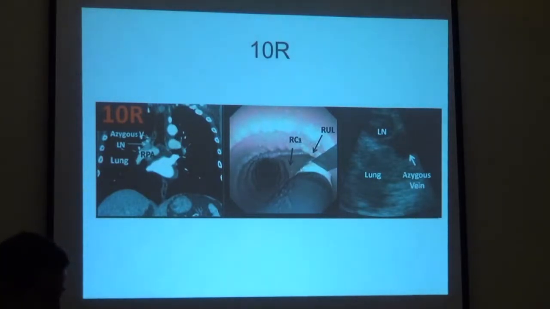Again, this is a triple correlation with the 10R here, below the azimuth. So you've got the azimuth on the CT, and this is the right hilar lymph node. Your scope is all the way in the main bronchus on the right. This is the secondary carina, actually, not the main carina. So your scope is here, and what you're seeing, you've got the azimuth and the lymph node on the other side, so it's below it.